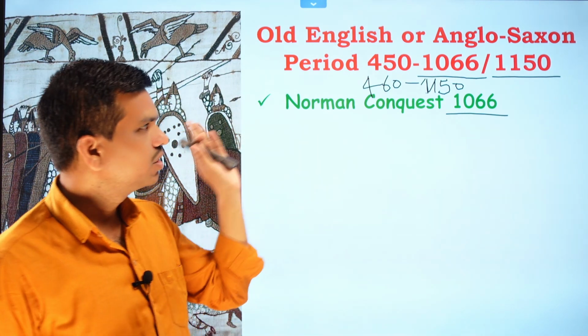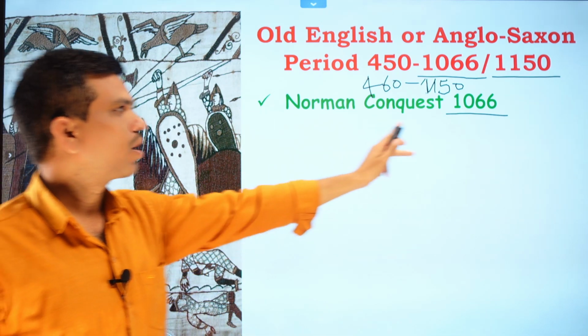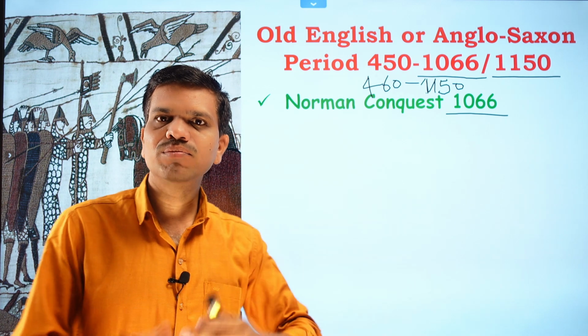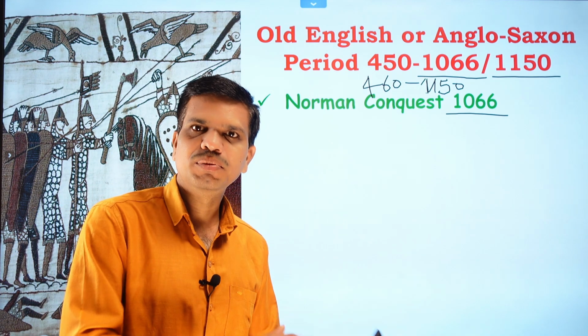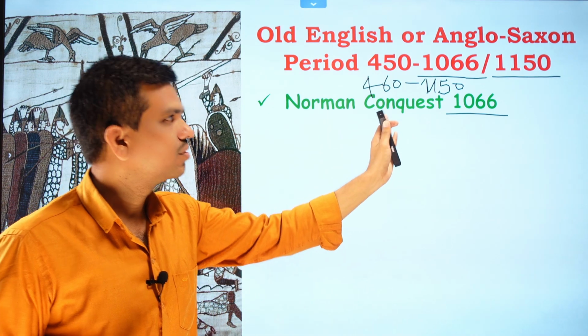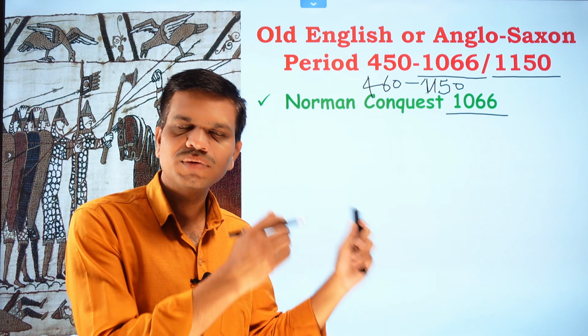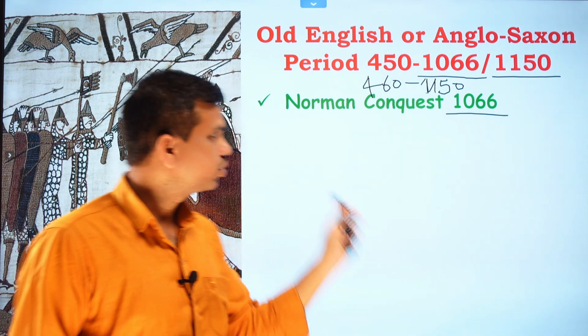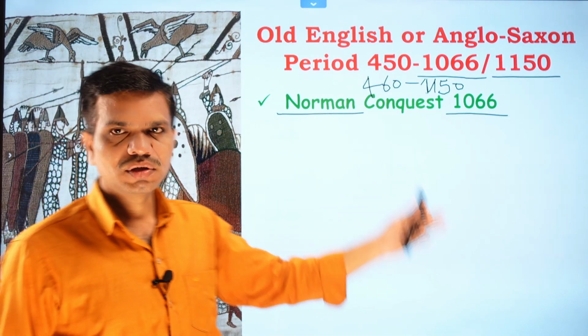So here we can find that the very first event in this period is the Norman conquest, because this event marked many changes in the Isle of England or Britain, and this is a very decisive step in the history of English literature, and this event becomes important for study. So you can study the Norman conquest in depth if you want.